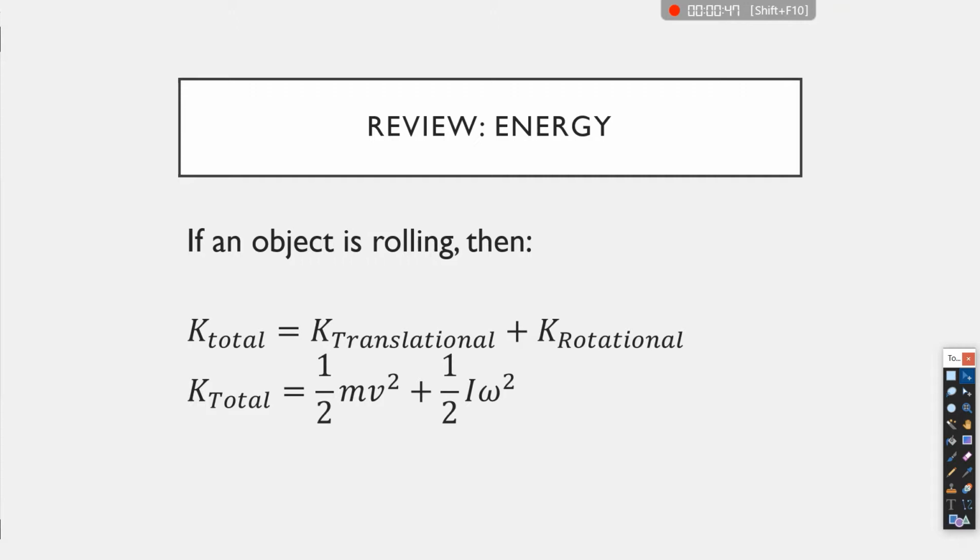So if we have an object that is rolling, then it would have both translational and rotational kinetic energy. So that translational kinetic energy is a normal 1/2 mv squared. That rotational kinetic energy is going to be the rotational analog, so that's our moment of inertia and our angular velocity squared.